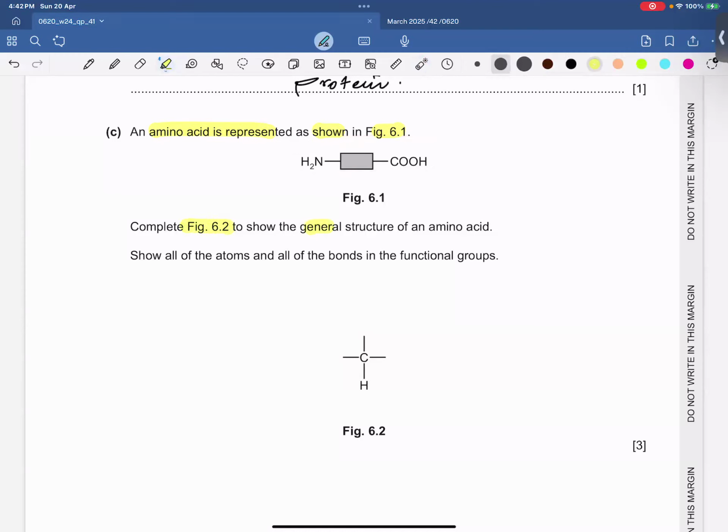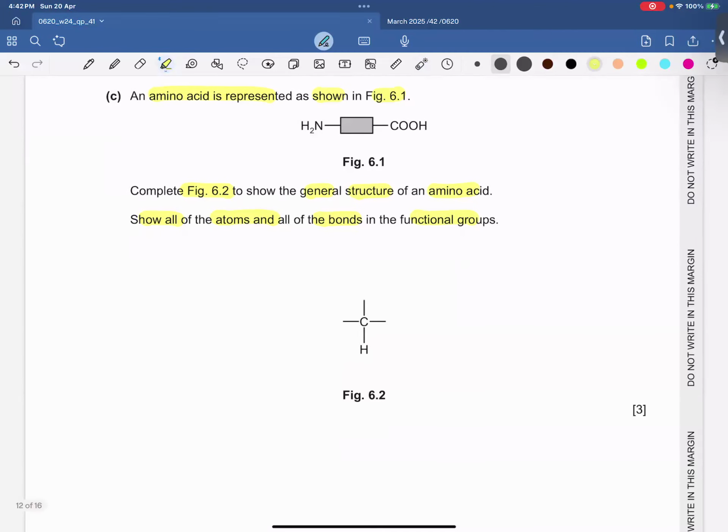Complete figure 6.2 to show the general structure of an amino acid. Show all the atoms and all the bonds in the functional group. This is R. This is CO, OH, and this is NH2. Okay. So that is the general representation of an amino acid. By the way, this is going to be the side chain.